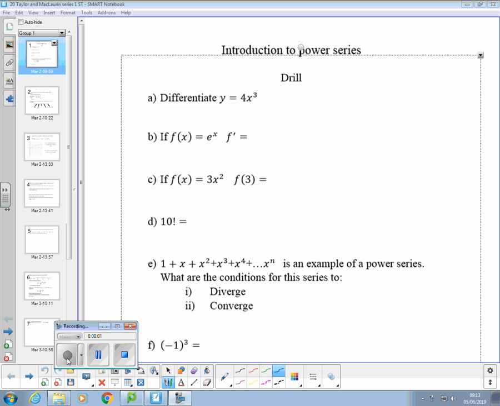Drill. Differentiate 4x cubed. Quickly, answer. 12x squared.